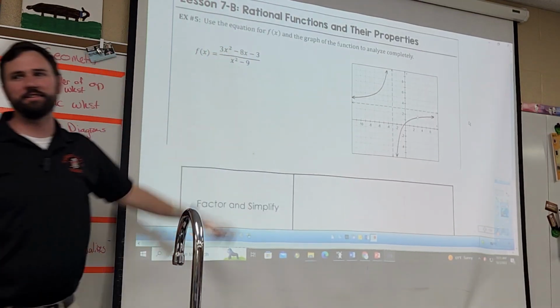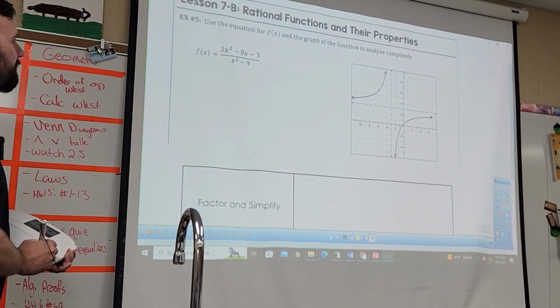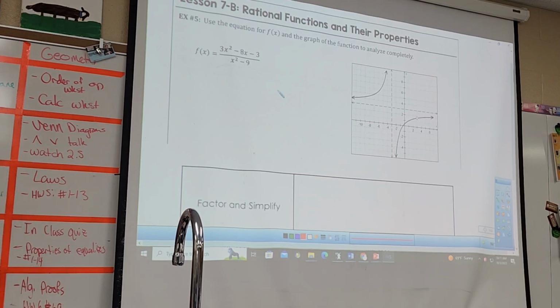We want to analyze it, so let's get right to it. This will be a nice review of everything. Actually, this is a nice review of almost everything we've done up to this point all year. So, what should my first step be according to this chart? All right, let's factor it.